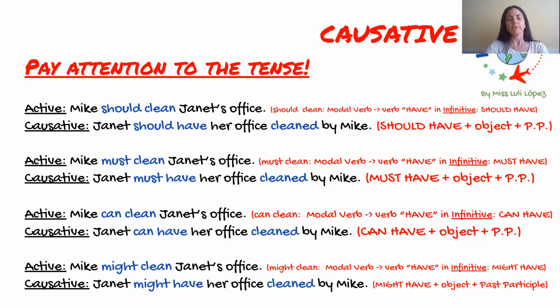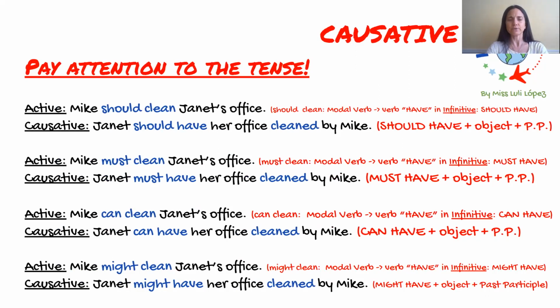participle. If in the active we have Mike can clean Jeanette's office, can clean, it's a modal verb, and the verb have in infinitive, can have. So the causative: Jeanette can have her office cleaned by Mike. So can have plus the object plus the past participle.